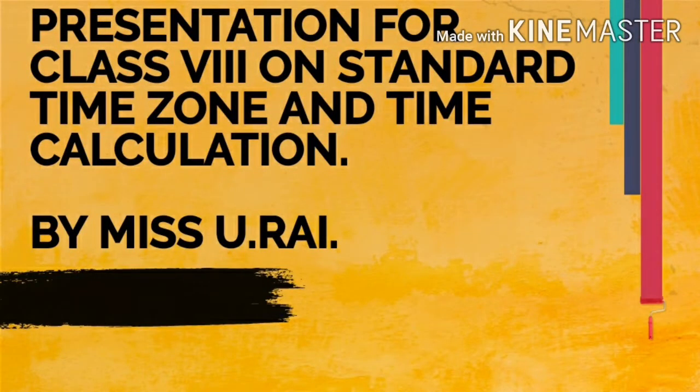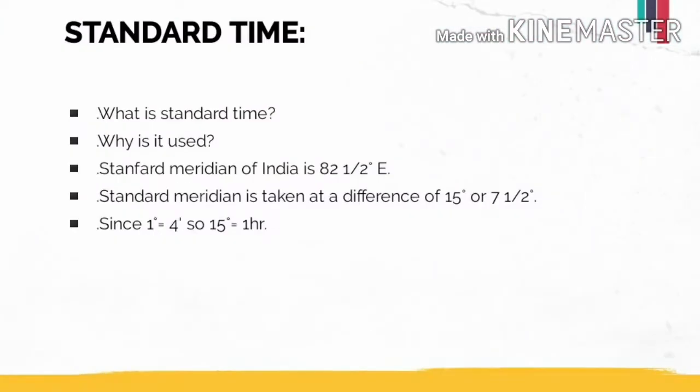As we were dealing with Chapter 2 when the school closed, we will continue with it. Now we are going to deal with standard time, standard zone, and the international date line. Talking about standard time, what exactly is standard time? Standard time means the local time of a standard meridian. That is the standard time.